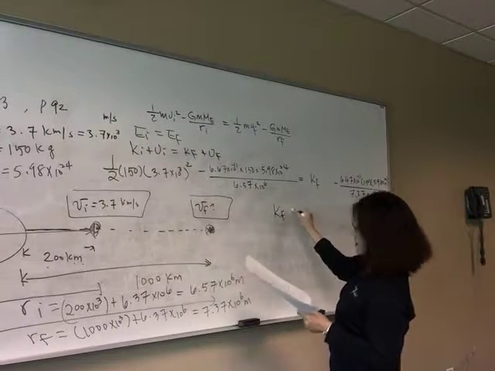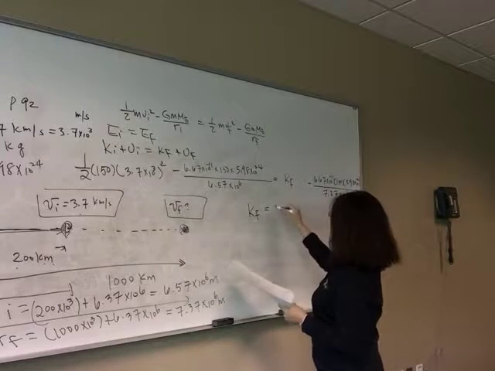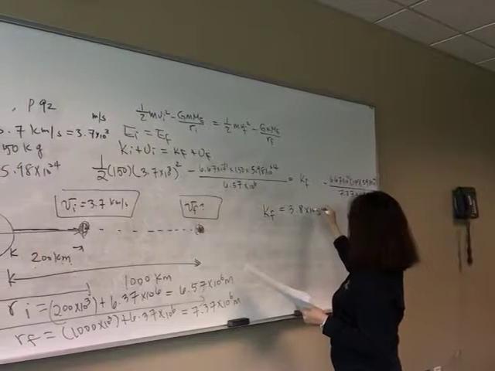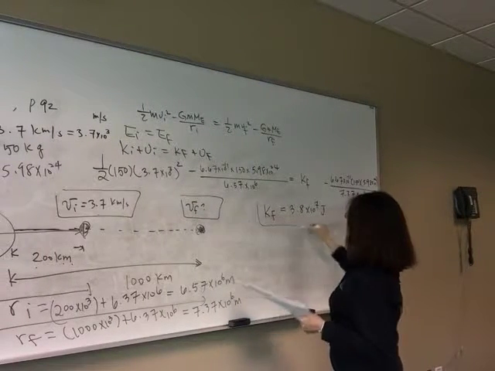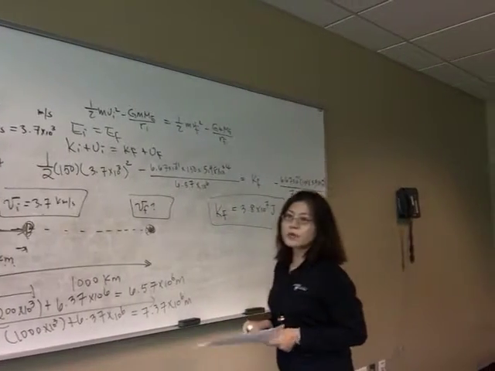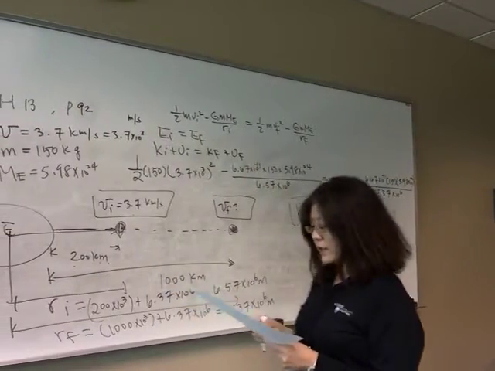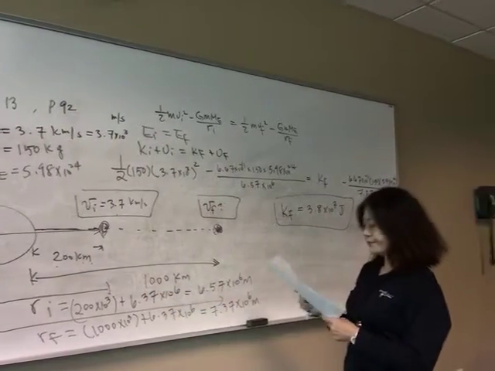So your KF, after you do the calculation, will give you 3.8 times 10 to the 7 joules. And of course you can calculate the velocity, because that would be equal to 1/2 mvf squared. So you can calculate your VF, and I did not calculate. So let's leave it at that.